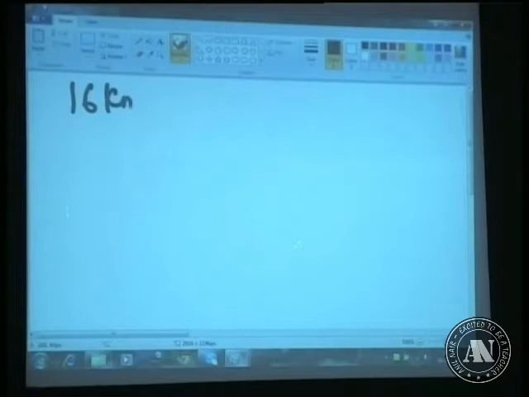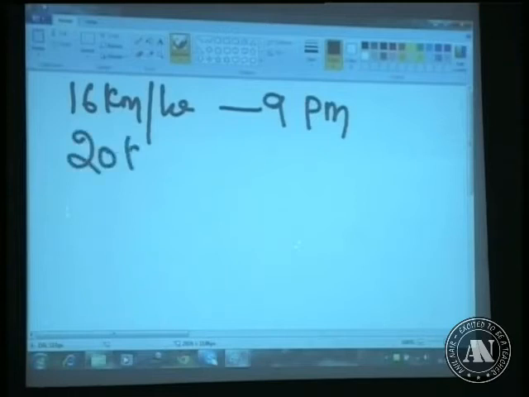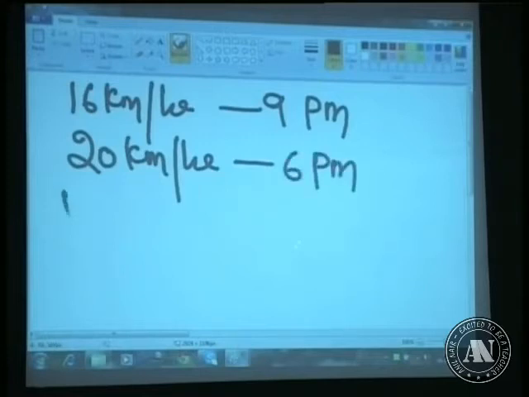Sixteen kilometers per hour, 9 p.m. 20 kilometers, another variation, 20 kilometers per hour, 6 p.m. What is the distance? Another variation. 16 kilometers per hour, 9 p.m. 20 kilometers per hour, 6 p.m.